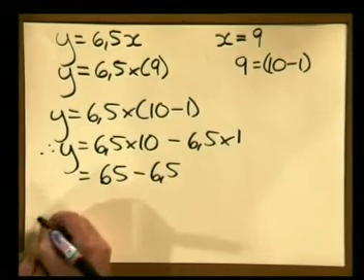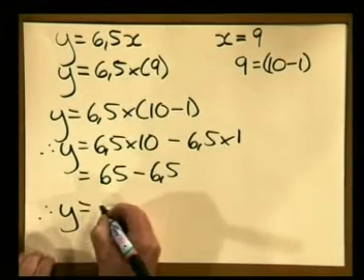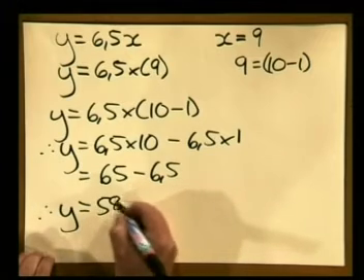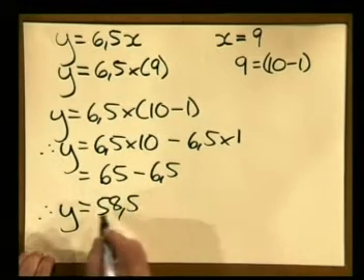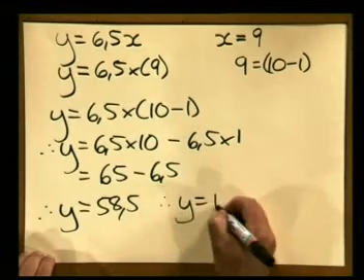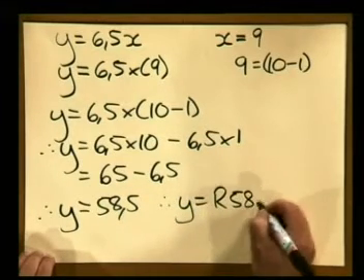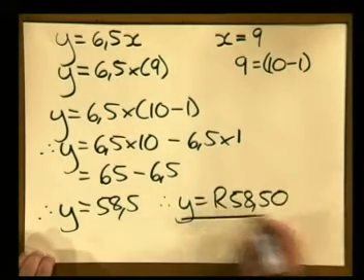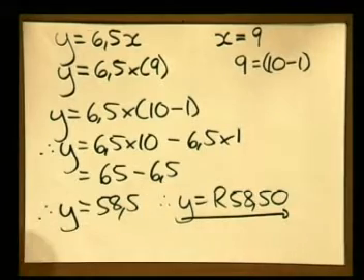The final answer I get is therefore Y is equal to 58,5, which remember is actually a rands value. So therefore Y is equal to 58 Rand and 50 cents. Now this means that if I sell 9 kilograms of cans, I will be paid 58 Rand and 50 cents. Now let's do another example.